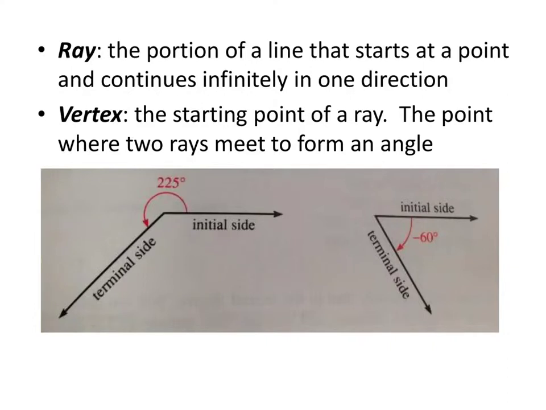Angles are composed of two rays, and remember that a ray is essentially half a line, or the portion that starts at a given point and continues infinitely in one direction. So if you take a look at the angle shown, one goes in this direction infinitely, the other goes in this direction infinitely. That's what the arrows mean. The vertex is where the two rays come together.